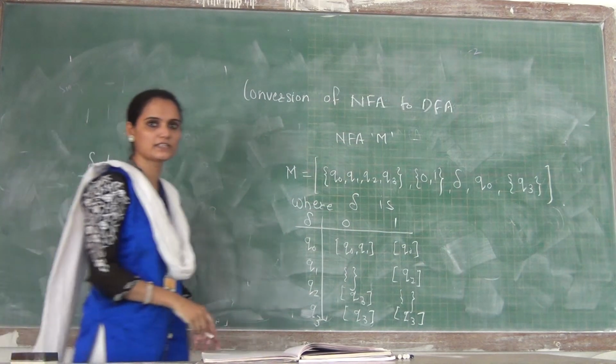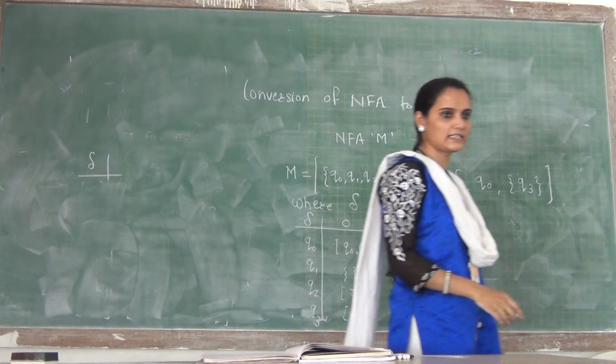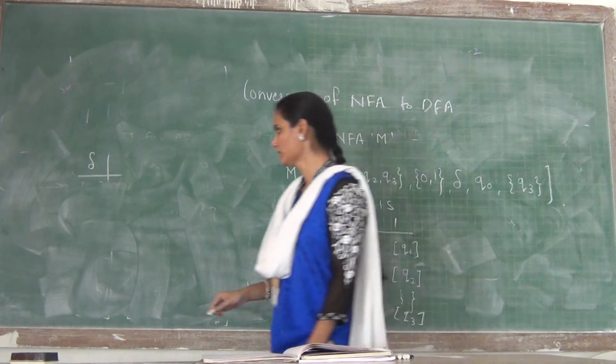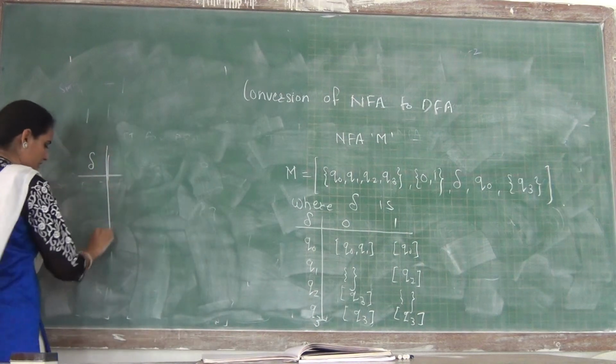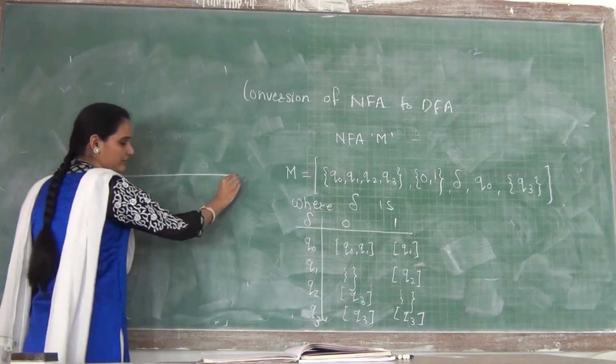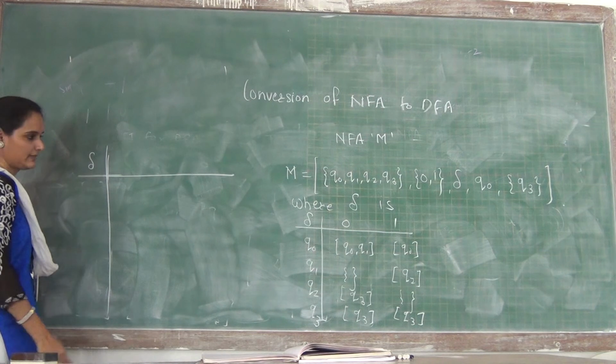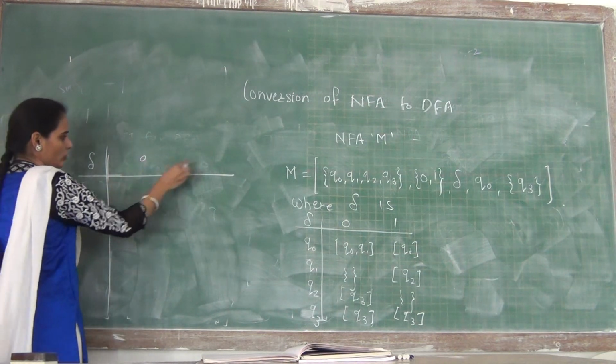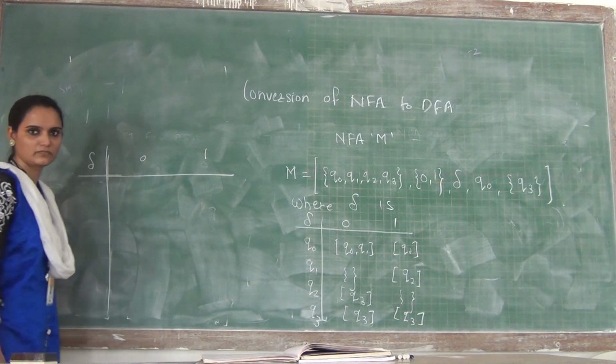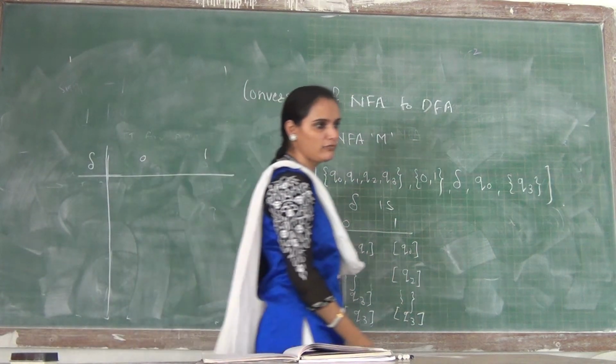Yes, after construction of the NFA, the next step is to write the transition table for the DFA, delta on input symbols 0 and 1. Have you completed the transition table for the DFA?